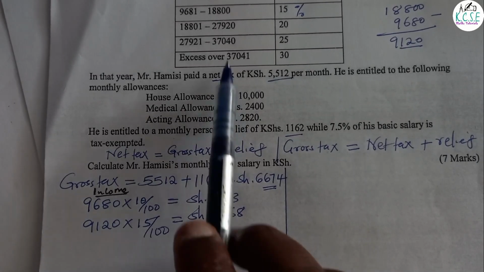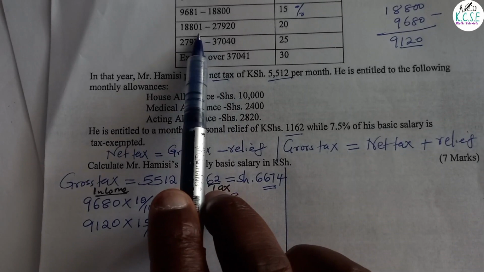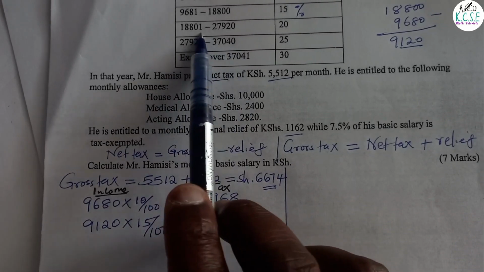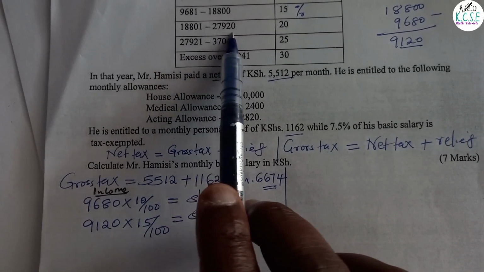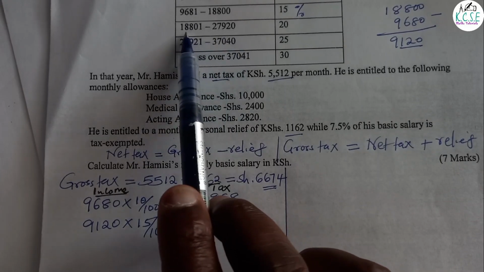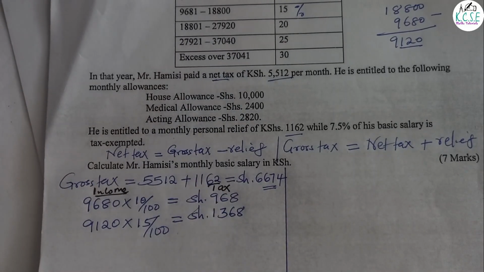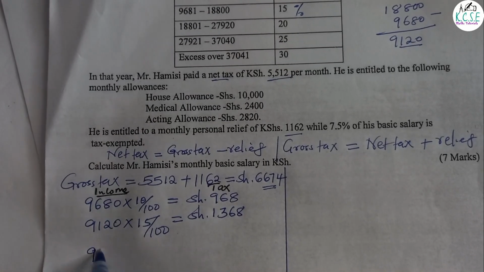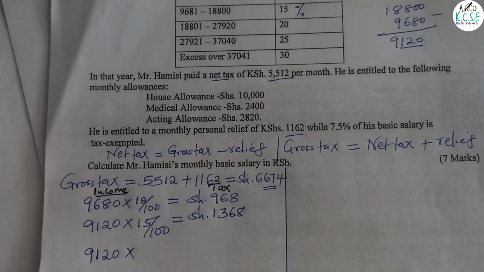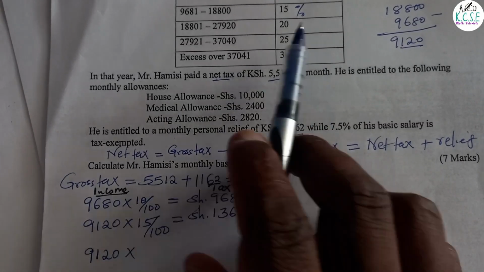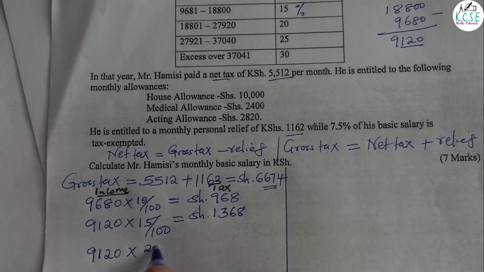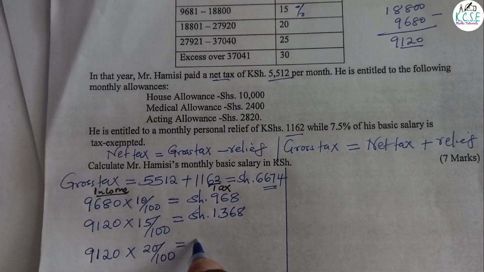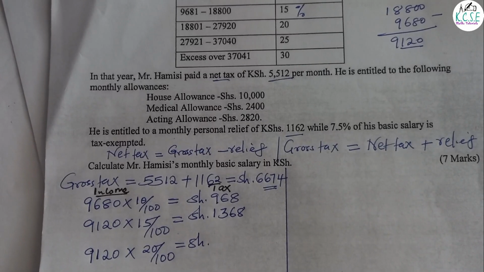The next slab is that one here, from 18801 to 27920. So you just get the size of the slab: 27920 subtract 18800. That one will still give 9120, the size 9120. Then you multiply by the percentage, which is 20%. So this will give 9120 times 20%. This will give 1824.